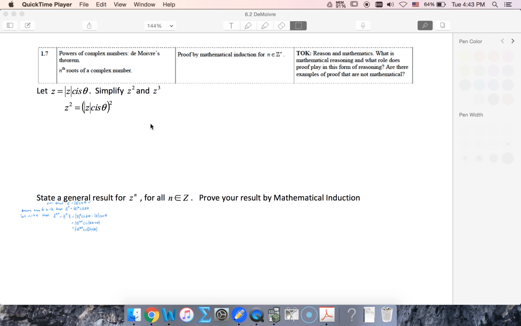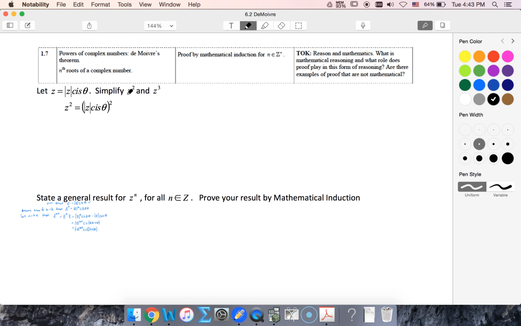Hello students, in this video we're going to look at topic 1.7 from the syllabus, powers of complex numbers, and this is going to lead us to De Moivre's theorem. So let's start with this idea of finding the first power of a complex number. The first power would be z to the first, yeah? But then let's think about z squared.